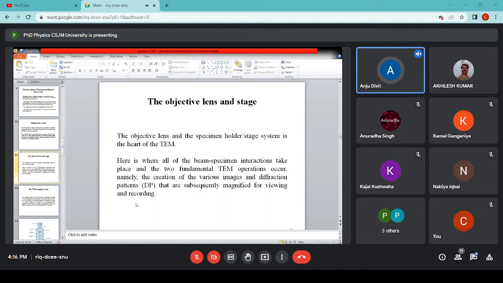Two important operations also take place: the creation of various images from our specimen, and the diffraction pattern is also formed from this data.